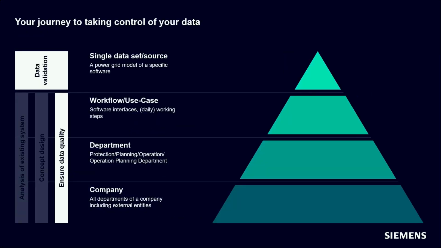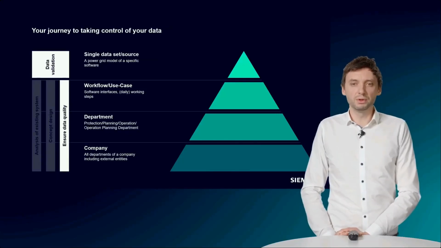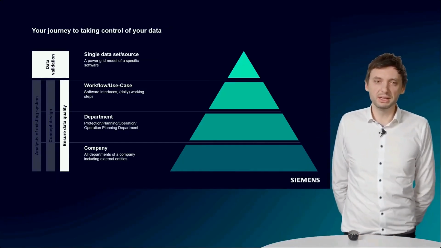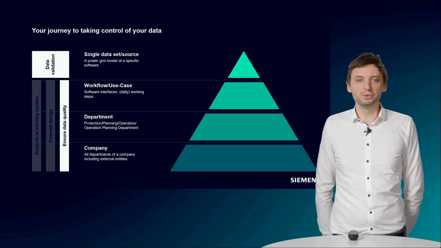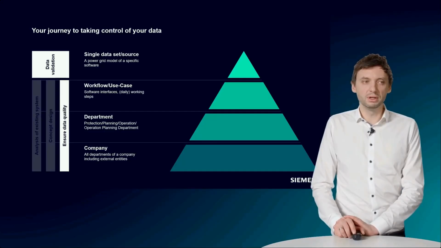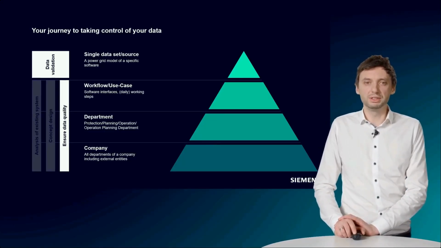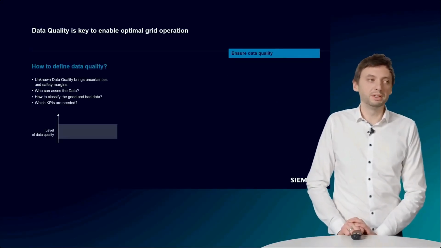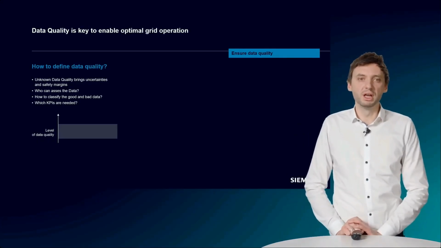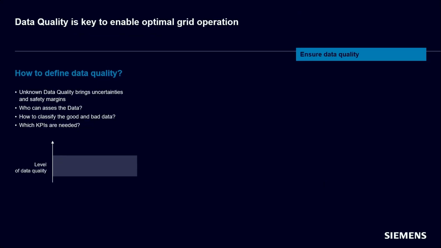Now, let's jump to the third step. We have now discussed the analysis of the existing data management concept for the company, department, and also single workflow. We focused on optimizing the concept design, and last but not least, you need to ensure the data quality of all the data you are using in the daily working day. But in the beginning, we have to ask the very important question: how to define data quality? What is data quality? What is bad, what is good data? How can you classify these data into good or bad data?